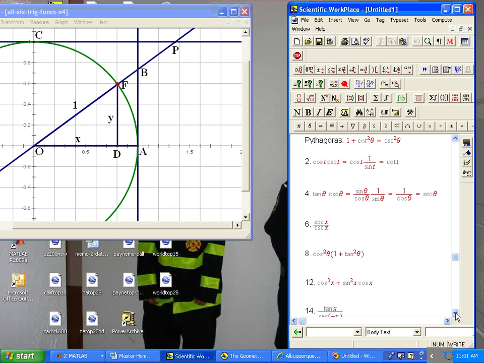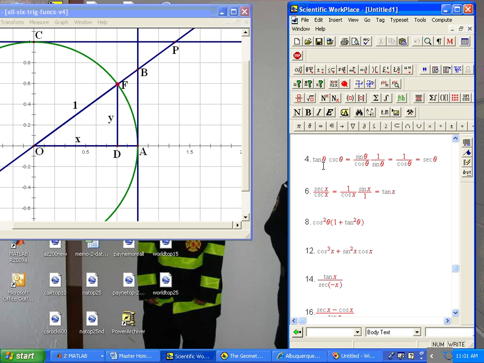Secant over cosecant, that's a similar thing we can look at. So that's going to be, let's see, secant by definition is 1 over cosine. Cosecant is 1 over sine, but then I'm going to flip it. And guess what? That's tan. So those are just using the reciprocal identities to simplify stuff involving tan and secant and cosecant and stuff like that.